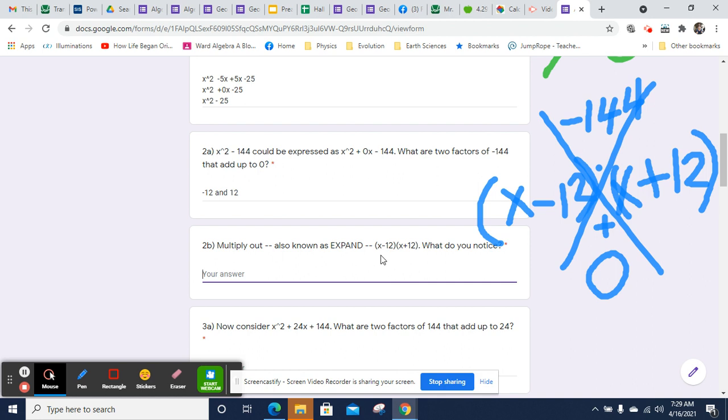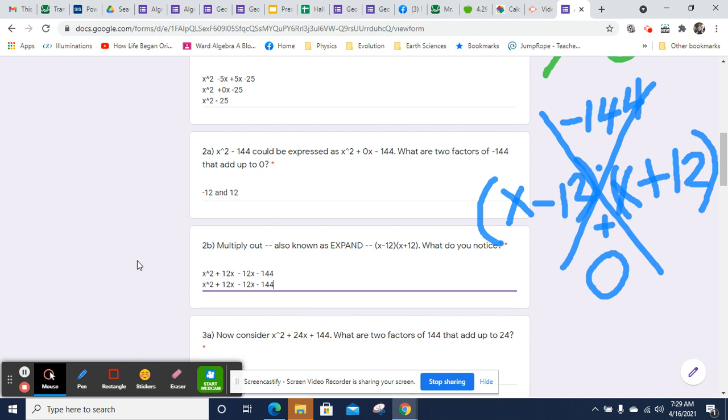And when we expand x minus 12 times x plus 12, you can expect we're going to get x squared minus 144. So x times x is x squared, and x times 12 is 12x. X times negative 12 would be negative 12x, and you're going to notice those are going to cancel out. And negative 12 times 12 is negative 144. These two cancel out into a 0x, and I'm not even going to bother writing it. It's just x squared minus 144.